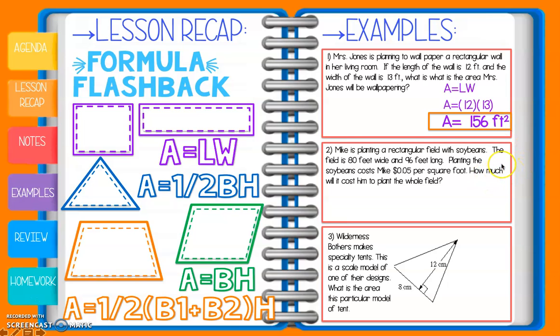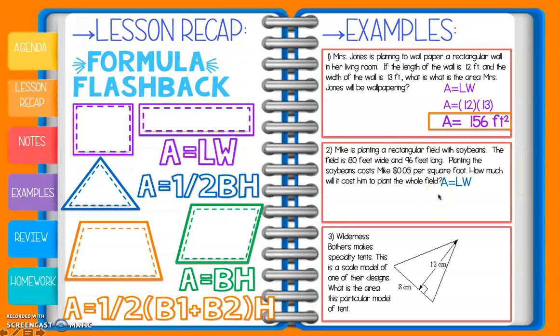It says Mike is planting a rectangular field with soybeans. The field is 80 feet wide and 96 feet long. Planting the soybeans is going to cost Mike 0.05 per square foot. So that's 5 cents per square foot. How much will it cost him to plant the whole field? So the first thing that we're going to do is calculate the area of his rectangular field. Since it is a rectangular field, I know I'm going to use the area formula length times width. So that's the first thing I'm going to write.